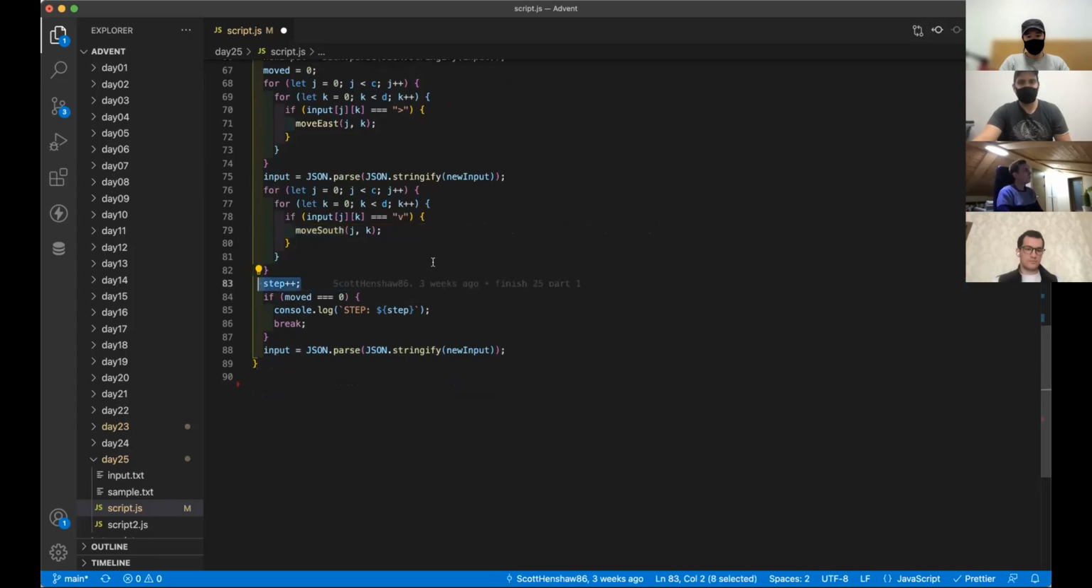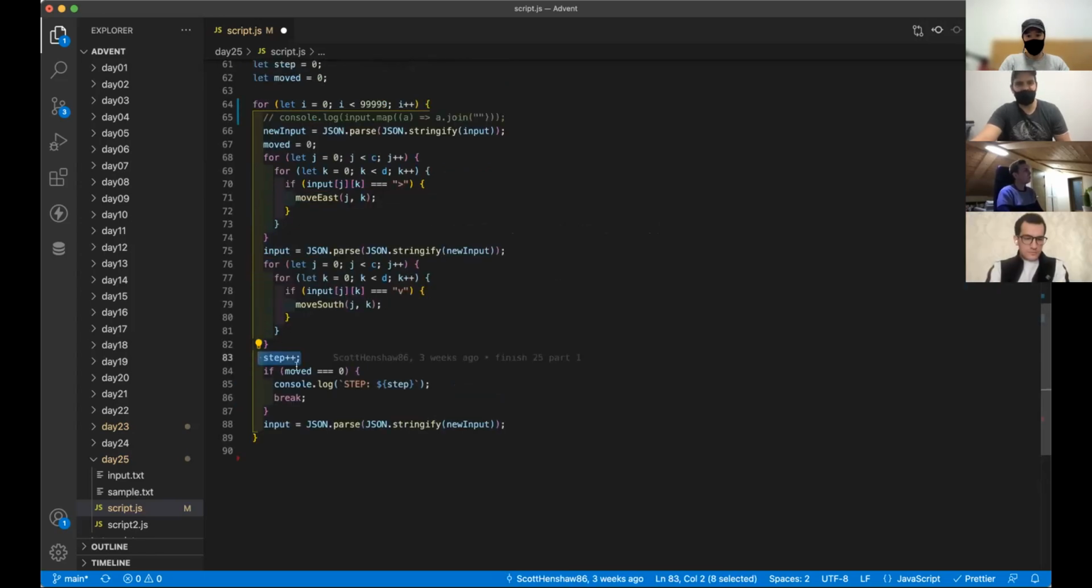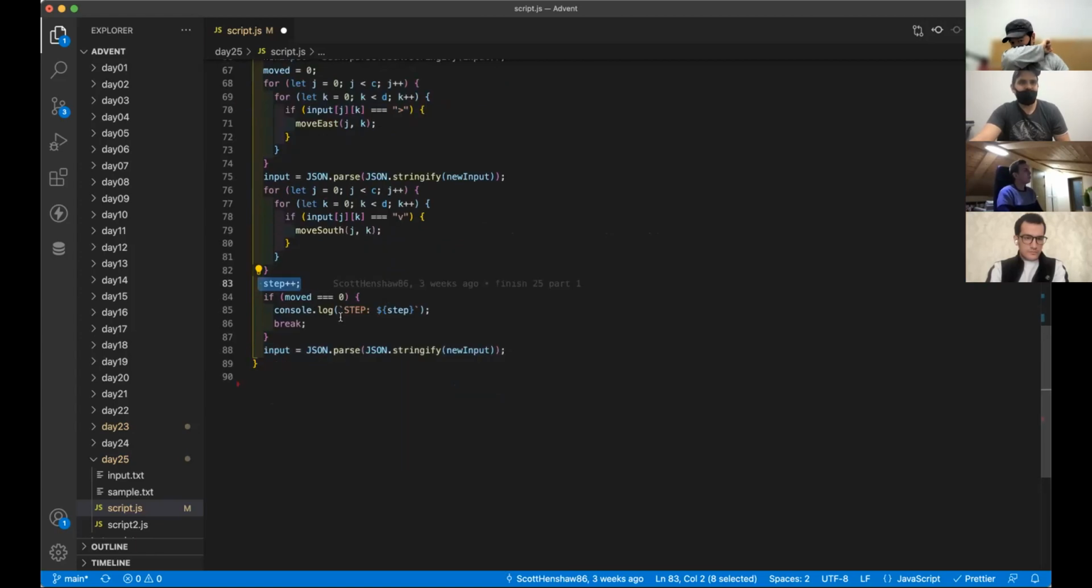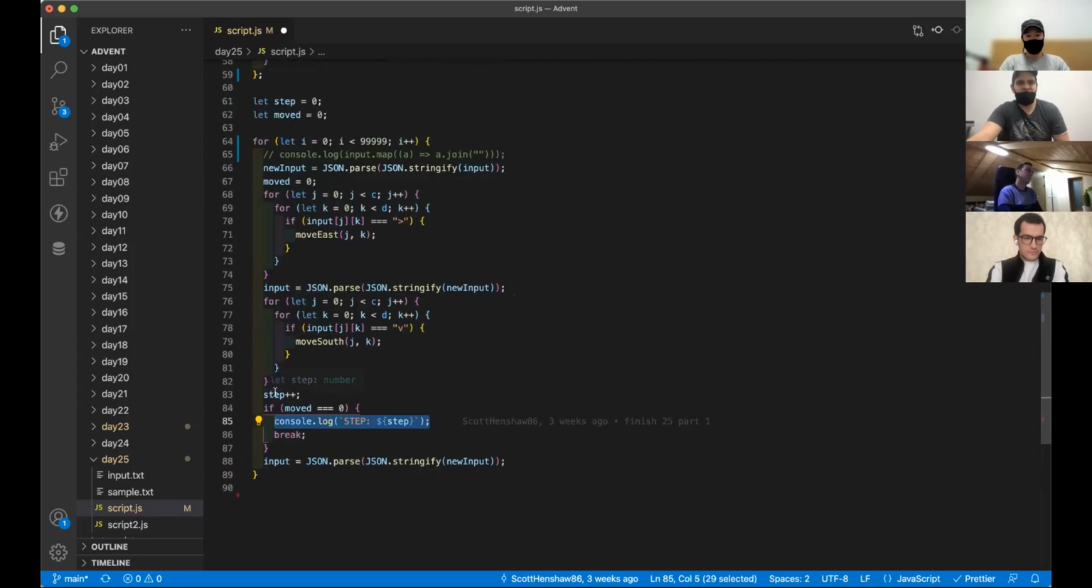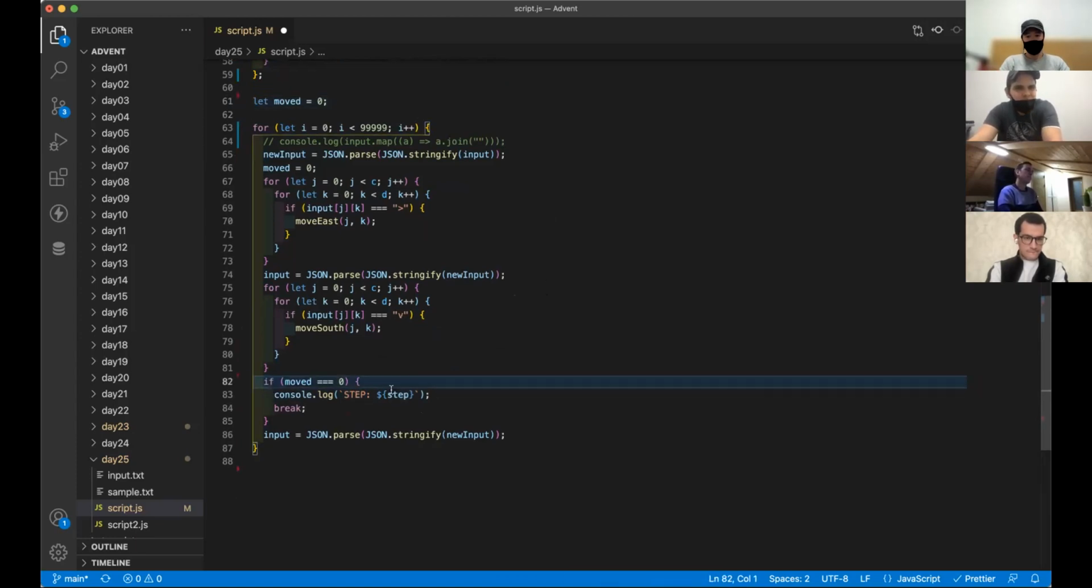And then I'm going to increase my step because I've now finished one step. And I check if anybody moved. If nobody moved, so if moved is still 0, that means I'm finished and I can console log what step I'm on. Oh, why do I have a step when I can just use i? That was stupid. Yeah, this is very redundant. That's all we need there. I pretty much was my step.